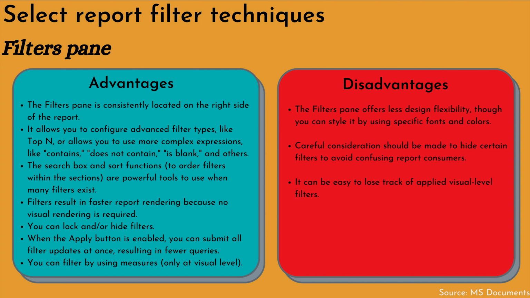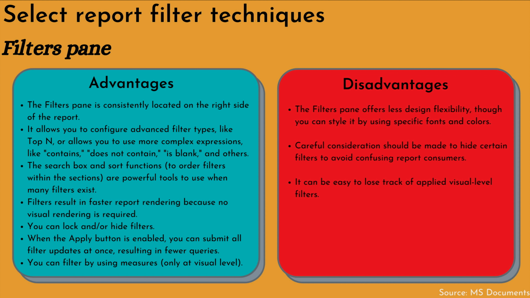You can also lock and hide your filters, which you cannot do in a slicer. When the apply button is enabled, you can submit all the filter updates at once, resulting in fewer queries. So that's going to help you. You can use that option. You can go to the settings and enable it there. And lastly, you can filter by using measures only at visual level. So these are the advantages of a filters pane, but there are some disadvantages as well.